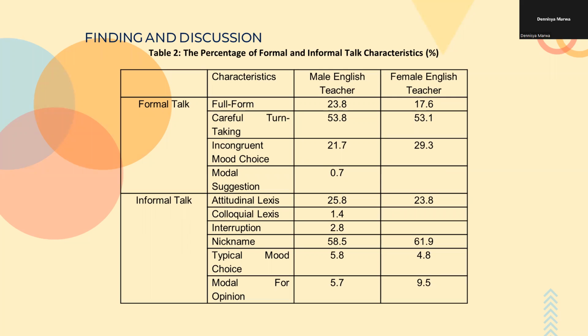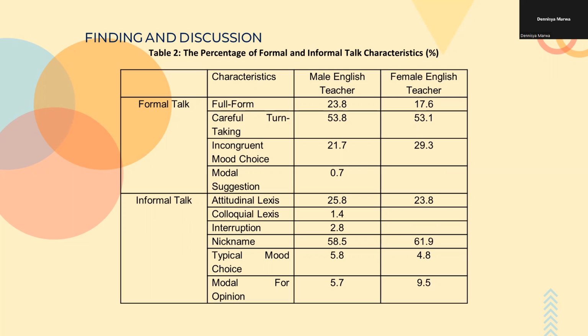So of course, in terms of formal talk, the male English teacher produces full form, careful turn taking, increment choice, and modal suggestion. But the female English teacher only produces 3 characteristics. They are full form, careful turn taking, and increment choice.